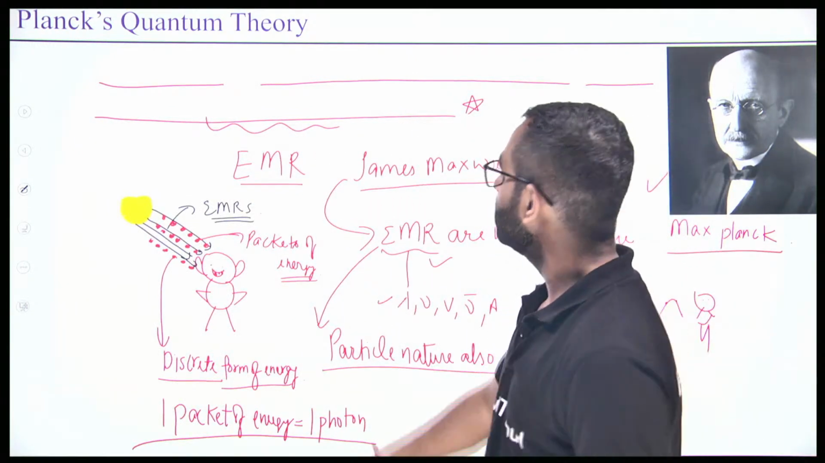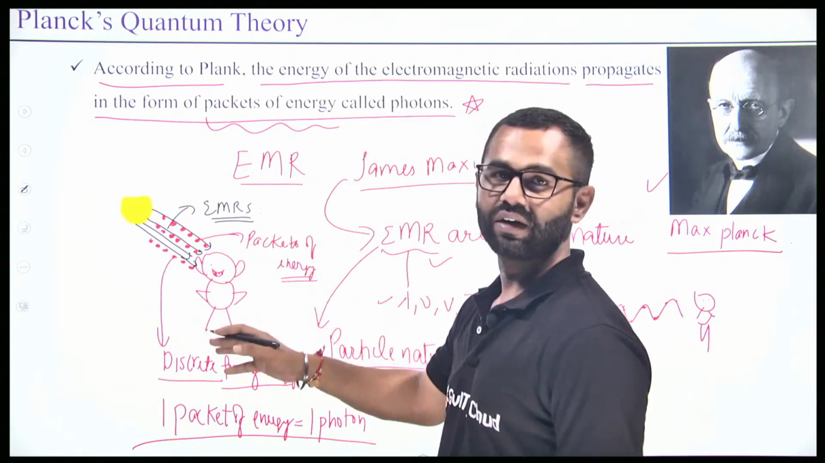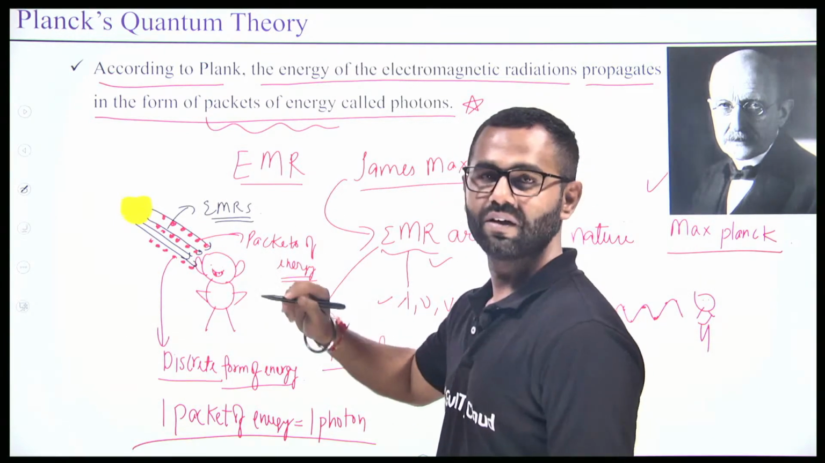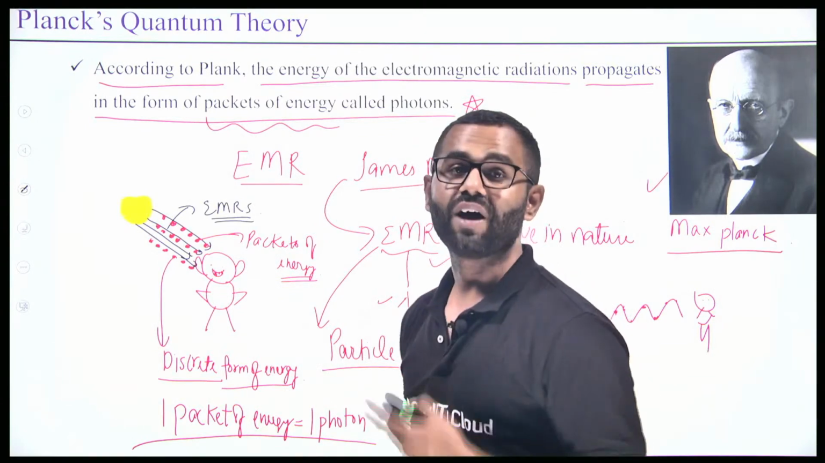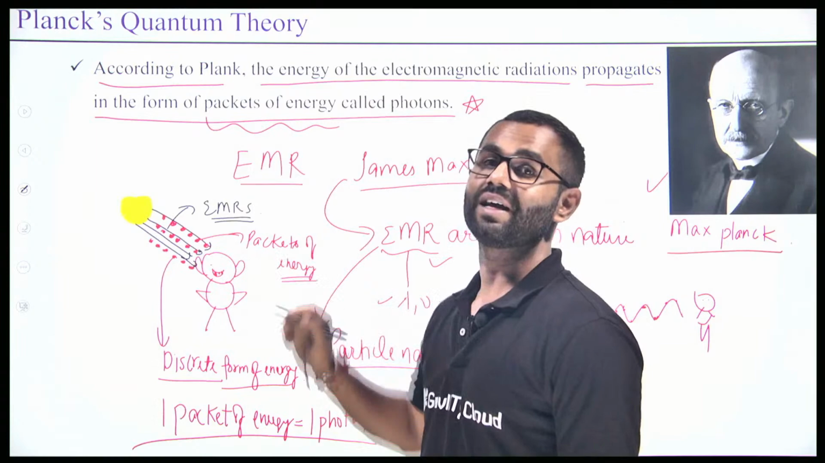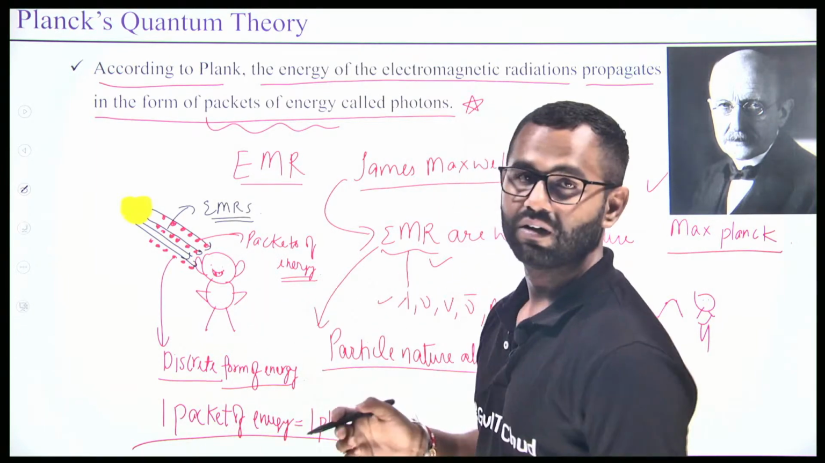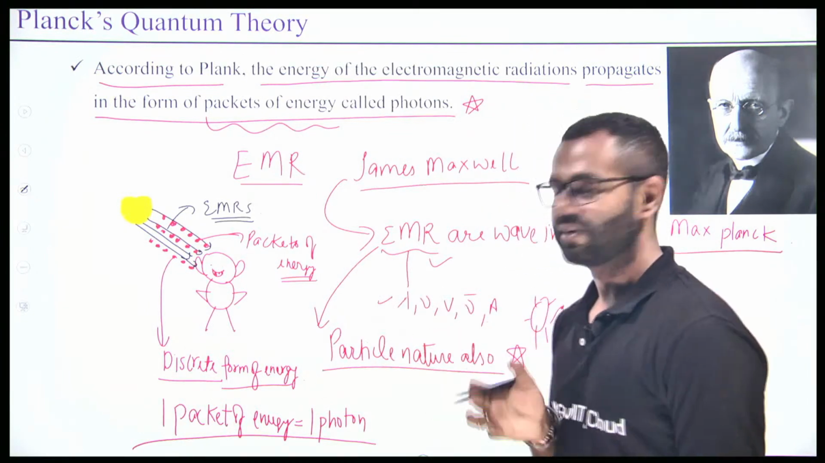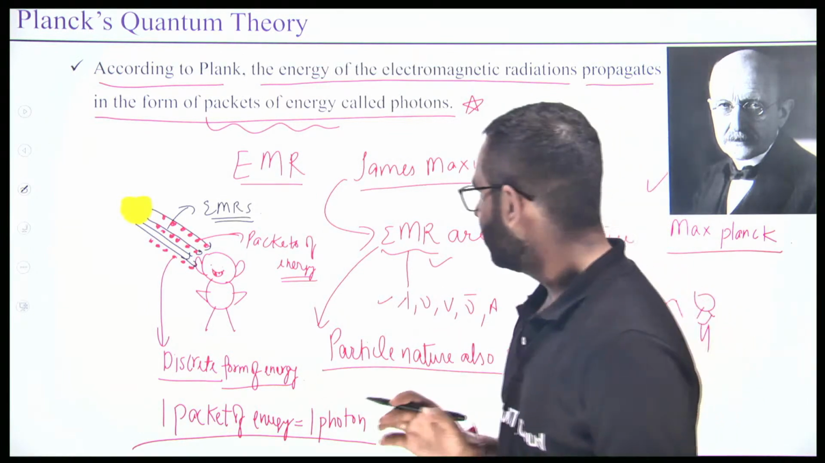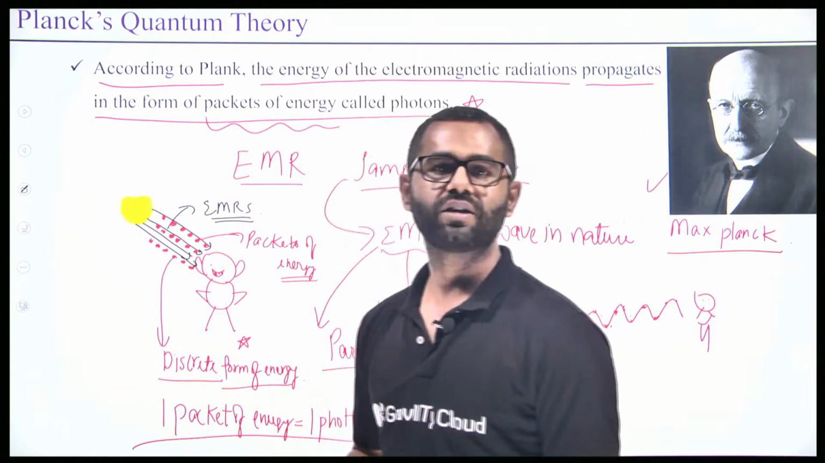This is how these radiations reach the earth, how they hit you. Hitting means you are standing like this and you get warm. How? Because these packets of energy are traveling on the wave and reaching you. Just understand like this. And these are a discrete form of energy.